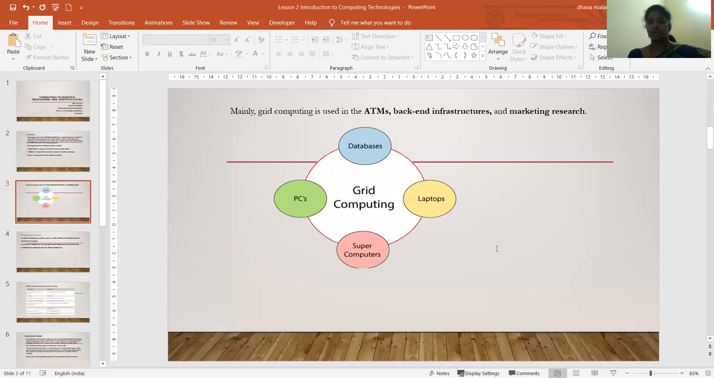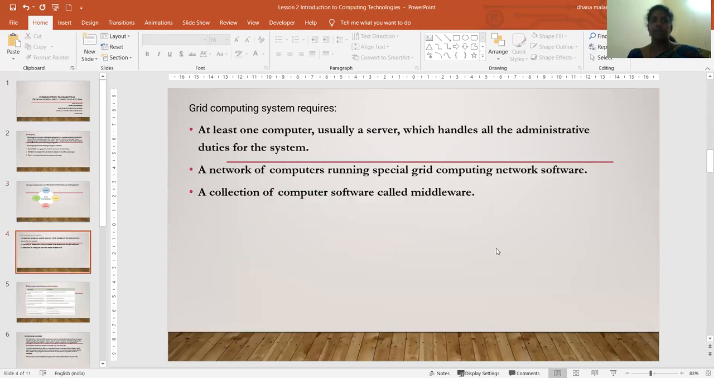Mainly, grid computing is used in ATMs, back-end infrastructures, and marketing research. A grid computing system requires at least one computer, usually a server, which handles all the administrative duties for the system. Many people refer to this kind of computer as a control node. Other application and web servers provide specific services to the system.